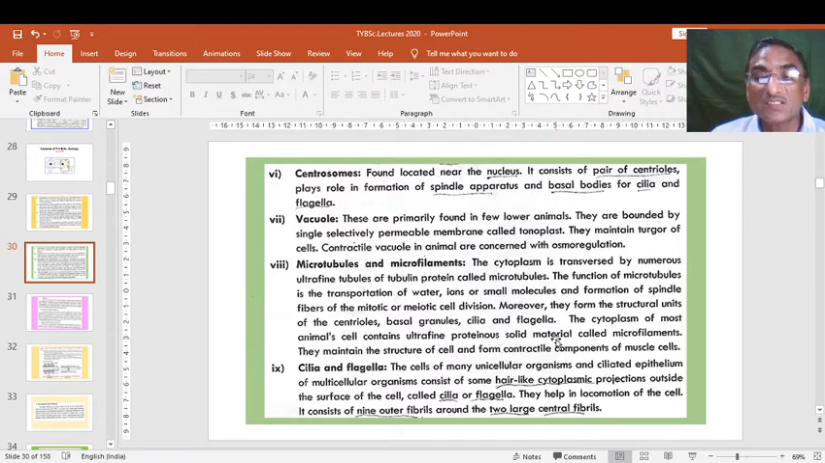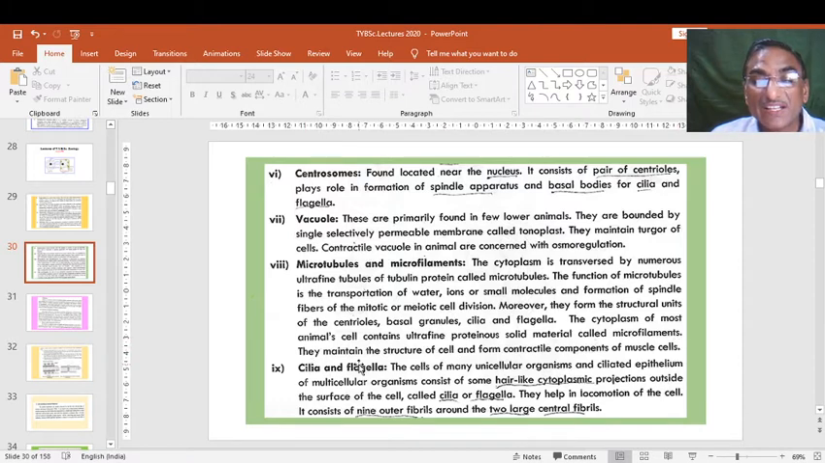The cytoplasm of most animal cells contains ultra-fine proteinous solid material, and that ultra-fine proteinous solid material is called microfilaments.